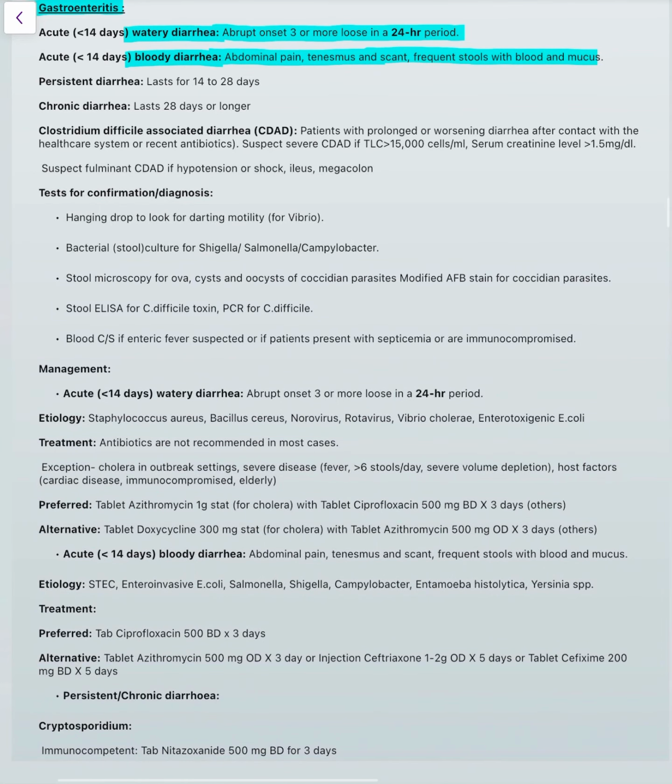And persistent diarrhea is for 2 to 4 weeks. Chronic diarrhea is more than 4 weeks. One more entity is there, Clostridium difficile associated diarrhea.